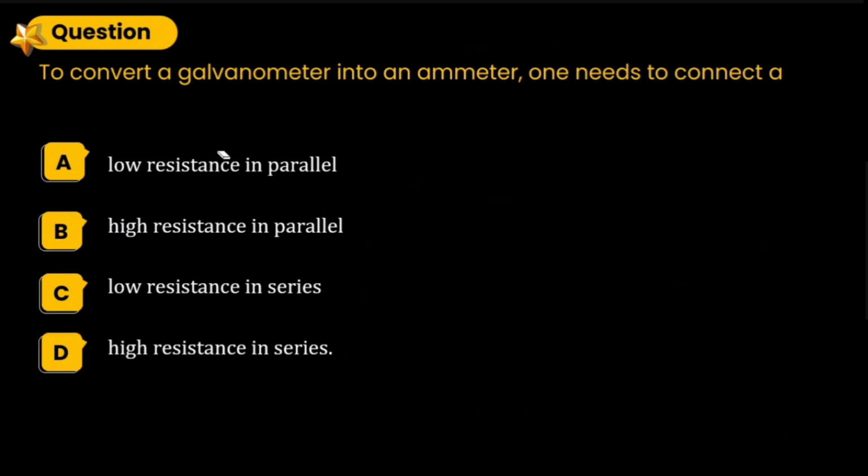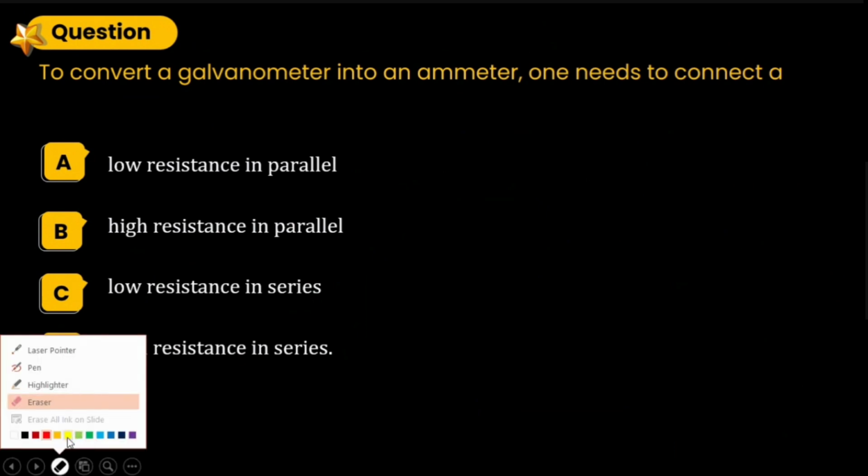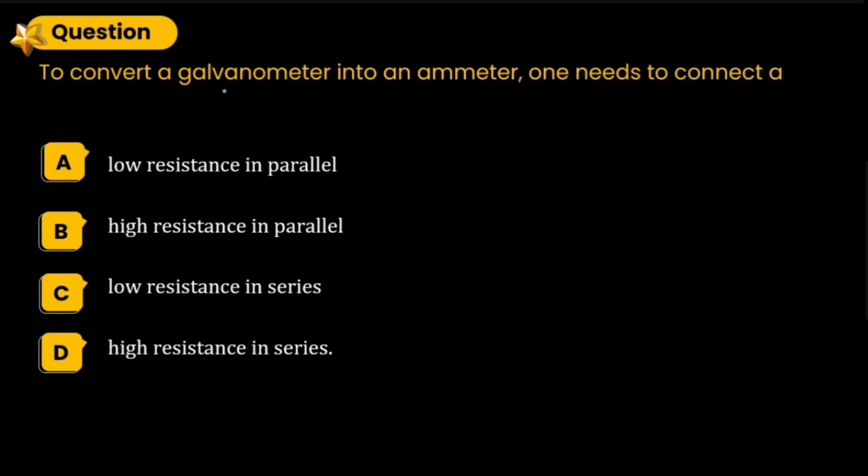All right. So there's one more thing about ammeter which we're going to look at now. The question is: to convert a galvanometer into an ammeter, one needs to connect a... Now, what does it mean? Like, what is galvanometer? How did it come about? Any idea? No, I've never heard of this term. So, galvanometer is again a device which also measures the current.